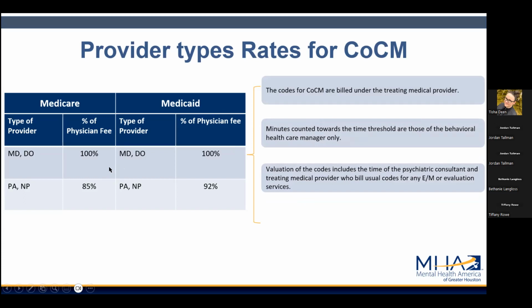So the codes are going to include the time. Because the psychiatric consultant is working with the behavioral health care manager, the codes are going to include the time of the psychiatric consultant, but they don't get to bill separately. Whatever the physician gets, since they have to use a behavioral health provider and they have to use a psychiatric consultant, they have to figure out a way within the way they're reimbursed to pay both of those people.